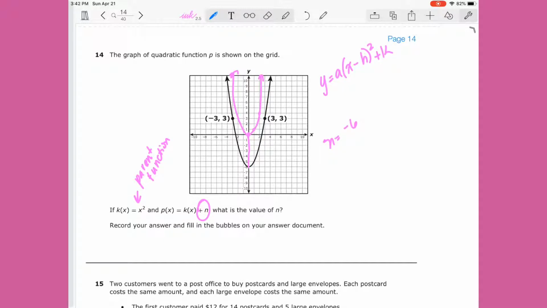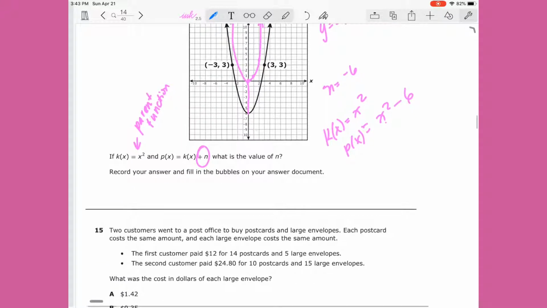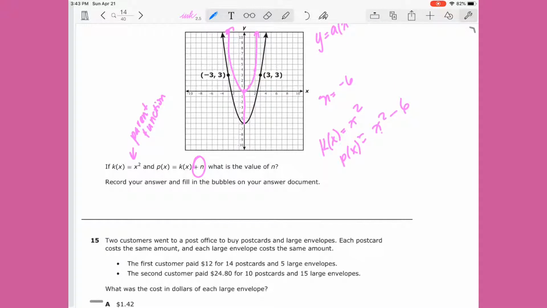So if I were to rewrite k of x being equal to x squared, p of x is going to be equal to x squared minus 6, because we shifted the whole graph down 6 units. And we didn't affect the values of x, we only affected the values of y. So that should help you solve that. So the answer for this question on number 14, your n is equal to -6, and you would bubble that in on your Scantron.